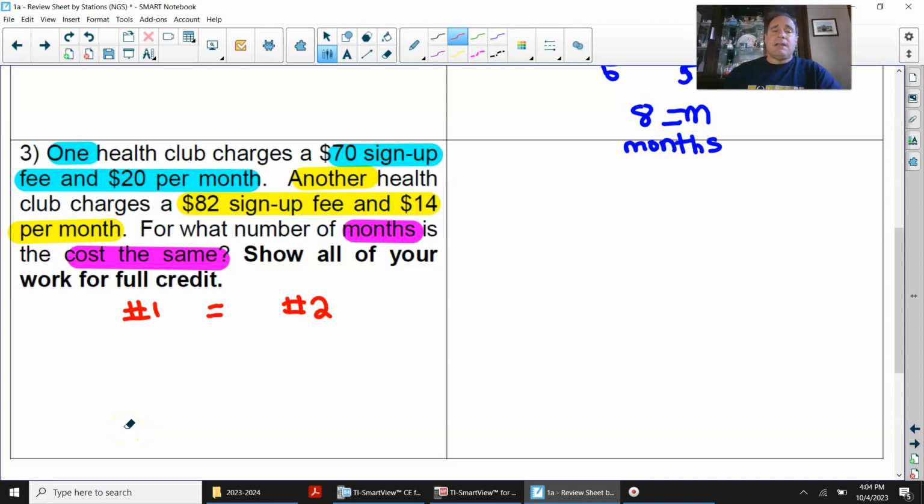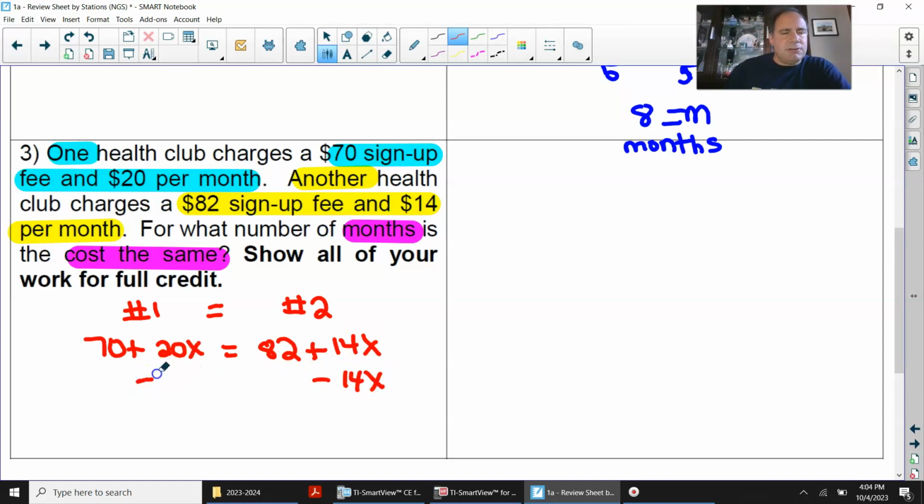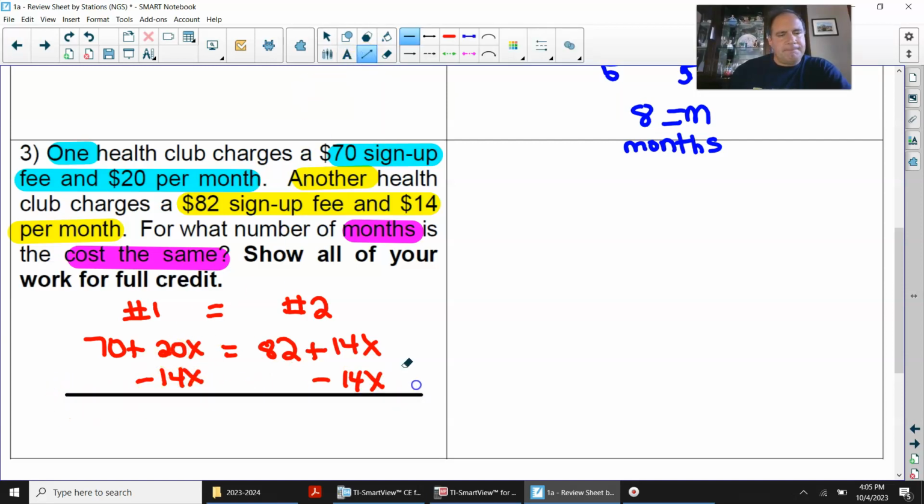So I'm going to go into the left side and just say the one health club is over here is $70 sign up fee and $20 per month. And equals another health club is 82 plus 14x. And the x represents the months. So then I would try to get the x's together. You subtract the 14x on both sides. The 14x's cancel. You have 70 plus 6x equals 82.